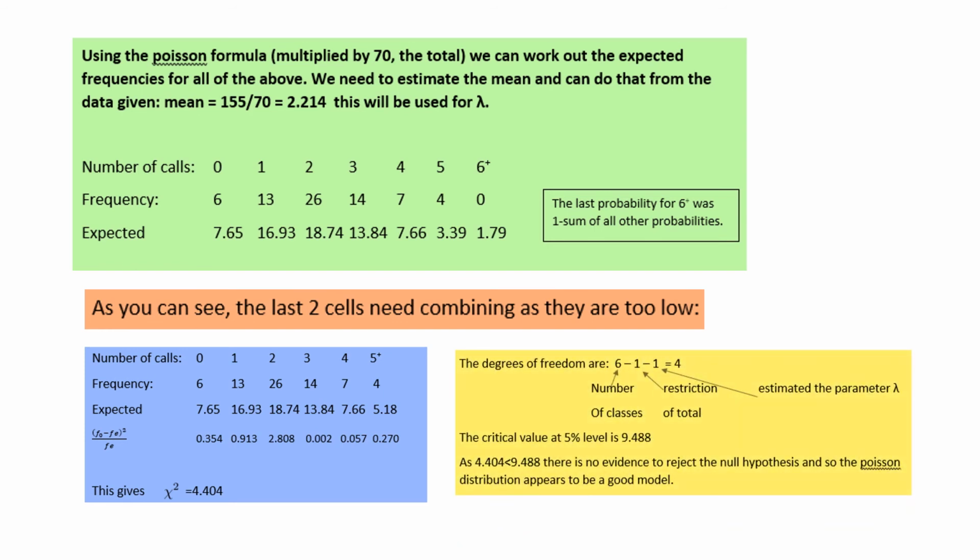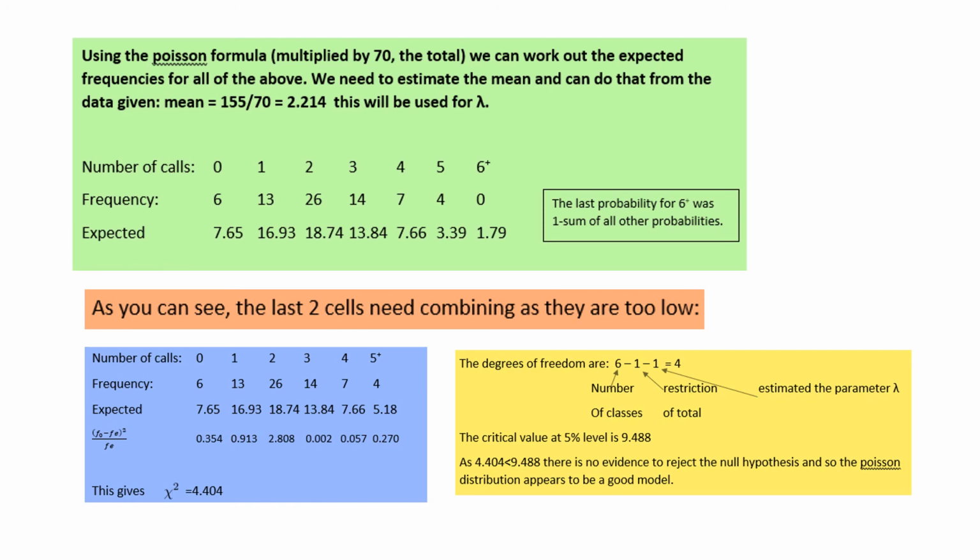Now, degrees of freedom. So looking at this table here, I've got 6 classes. I take off 1 because I always do, it's the restriction of the total, but then I have to take off another 1 because I estimated lambda. If they'd told me at the start lambda's 2.214, then I wouldn't have taken 1 off. If I was given it, I wouldn't have needed to, but you have to when you've estimated. So my degrees of freedom have gone down to 4.